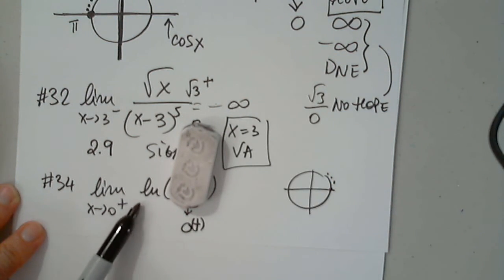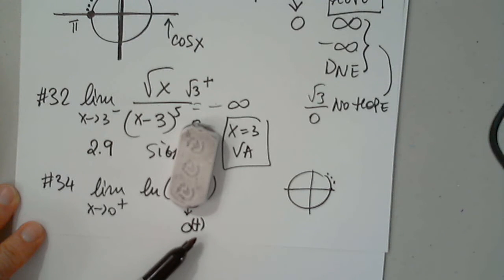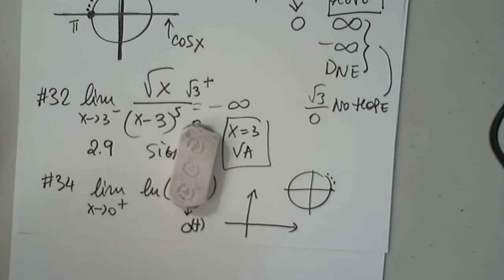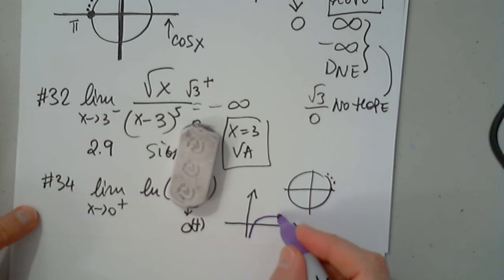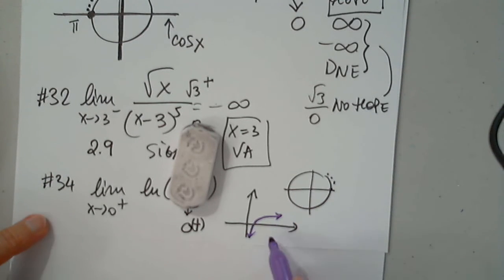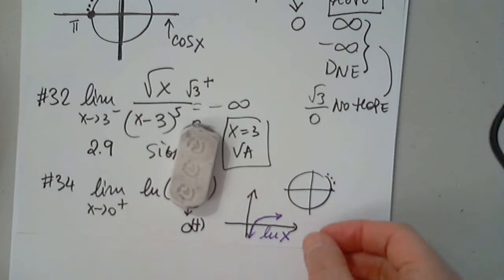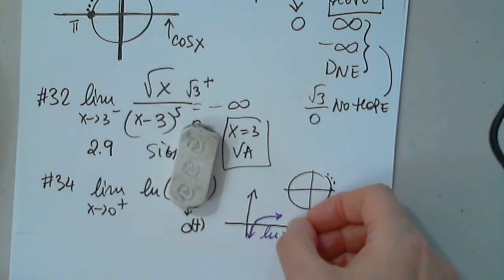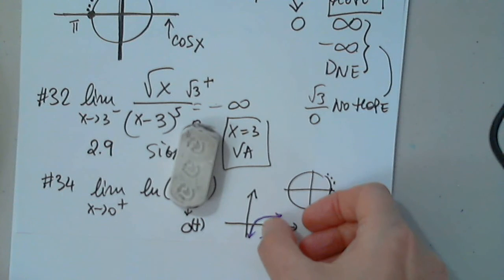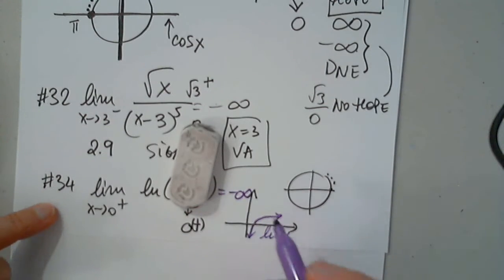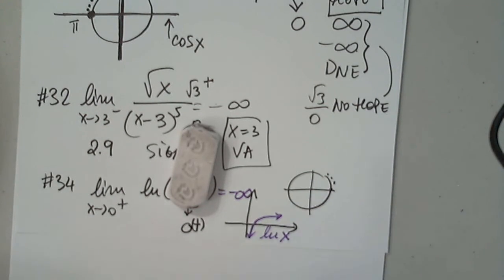Now, I'm asking myself, natural log of 0 from the positive side. Well, immediately I have to picture in my head natural log. Here it is. This is natural log x. Where is natural log x going as x approaches 0 from the right? Negative infinity. Brilliant. My students are getting it.